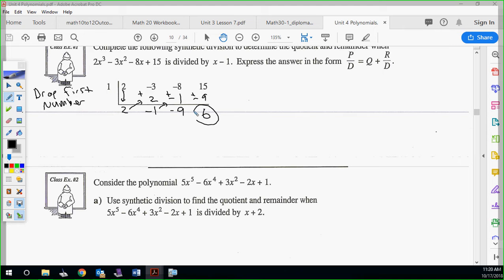So how come the 1 at the start is not the same as the others? Because it has to be what makes the 0 of the factor. Okay, so we did the work. Now, what does the work mean? This part right here is the quotient. This part is the remainder.